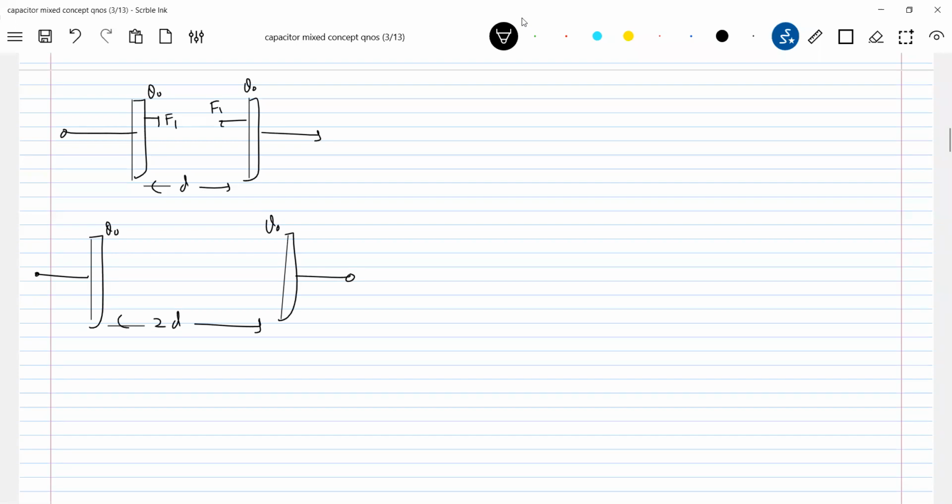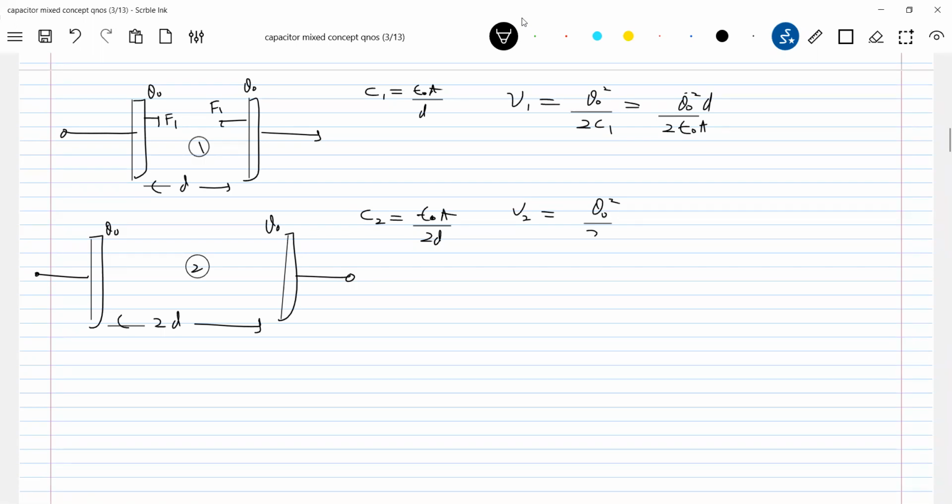For this, capacitance. So earlier, what was the capacitance of the system? Epsilon naught A by D. What is the capacitance of this system? This is the first, you write it 1, and the second case, capacitance will be epsilon naught A by 2D, no? So let's calculate initial energy. U1 equal to Q naught square by 2C1, this will be epsilon naught. Final energy, Q naught square by 2C2. So Q naught square by 2 epsilon naught A by 2D.